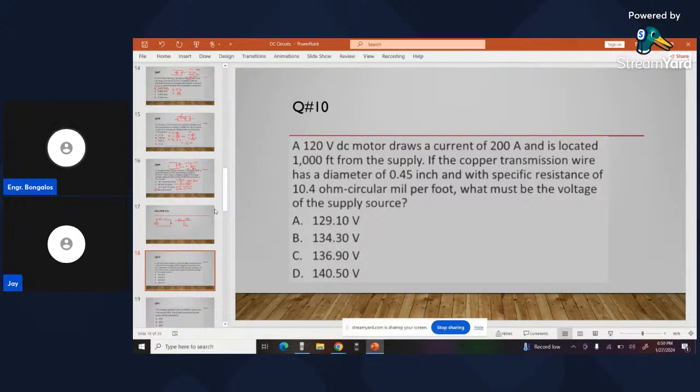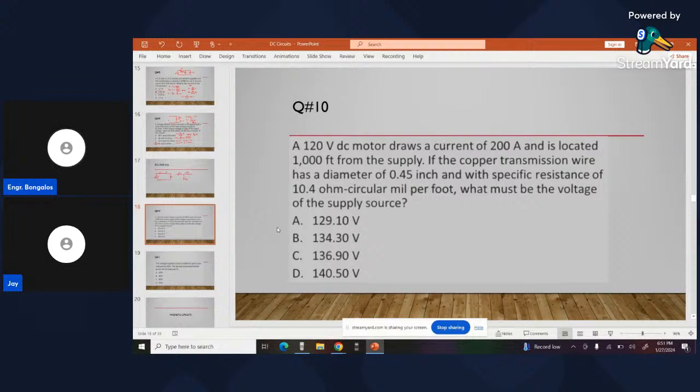Okay, so try natin 'to. A 120 volts DC motor draws a current of 200 ampere and it's located at 1,000 feet from the supply. The copper transmission wire has a diameter of 0.45 inch and with the specific resistance of 10.4 ohm circular mil per foot. What must be the voltage of the supply source? Sige, try natin 'to i-solve. Medyo mahaba lang 'to yung solusyon.